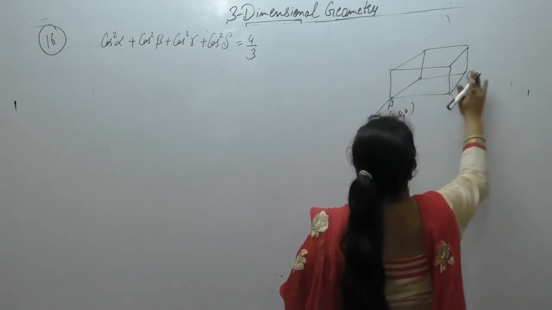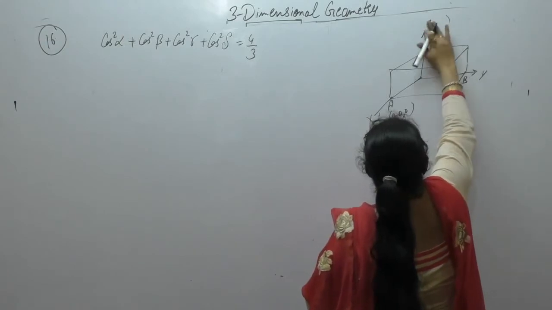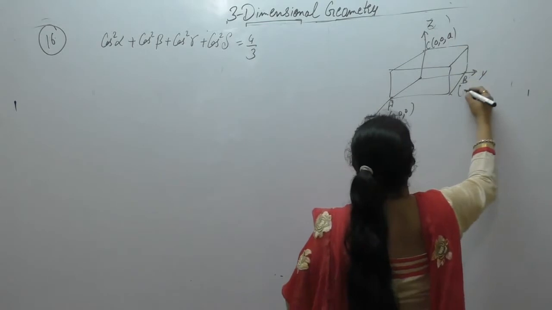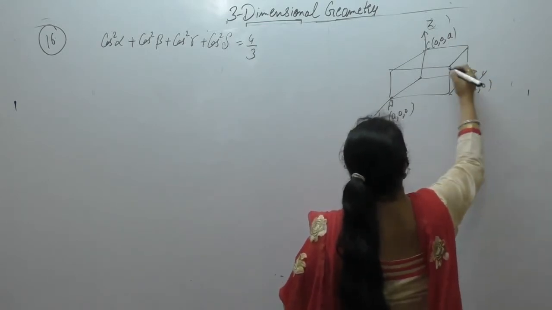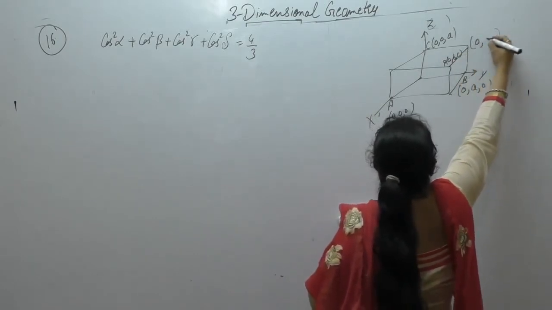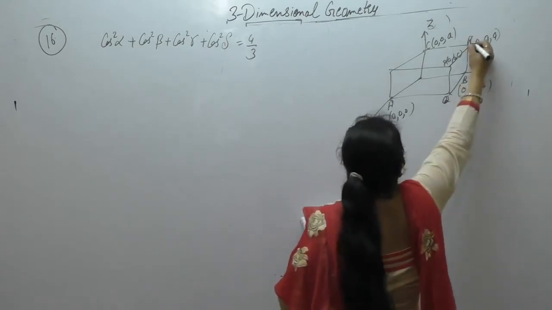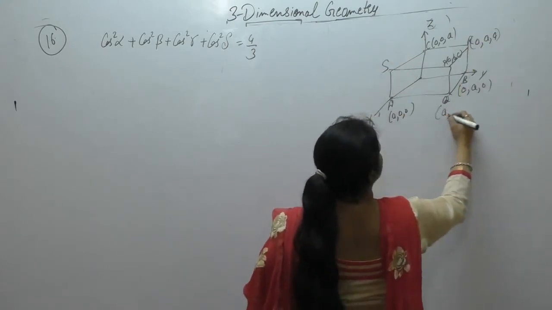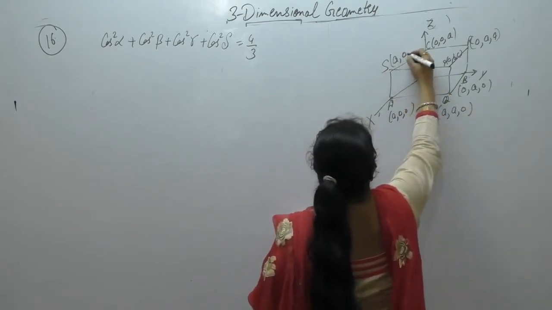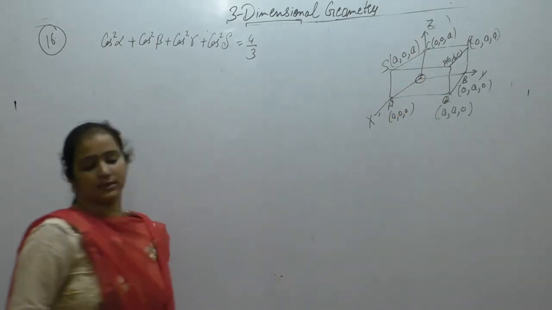This is along the x-axis, the y-axis point B and the z-axis point C. This is along the z-axis, so (0, 0, a). Along the y-axis, (0, a, 0). P is (a, a, a). This is along y and z, so the x coordinate is 0. This is along x and y, so the z coordinate will be 0. This is along x and z, so the y coordinate is 0. And this is the point of origin.